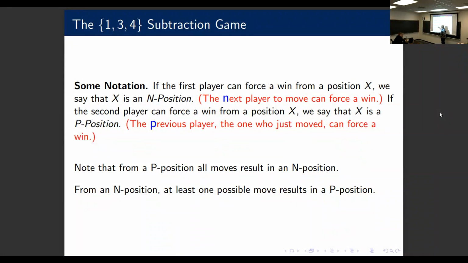All of the moves from a P position have to end up in an N position. If you're in a bad place, it's because you've got no good moves, right? All the moves that you would make let the other player win. And if you're in an N position, then at least 1 move results in a P position. Maybe some give you a bad position, some give you a position where the next player wins, but at least 1 gives you a position where the next player is going to lose if you play properly. You get used to what N position and P position mean?